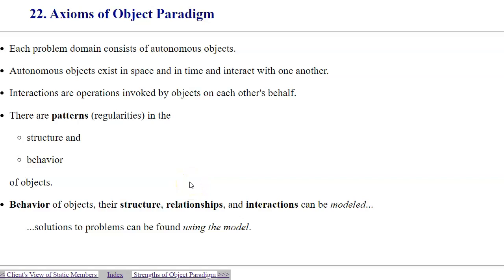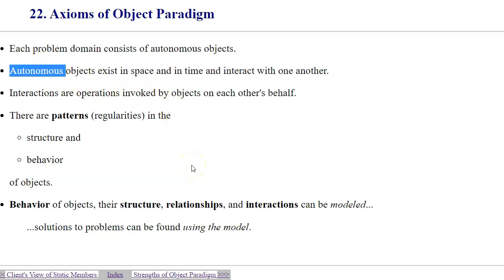Axioms of the object paradigm are like rules that should always be followed without any exception. In general, each problem domain consists of autonomous objects. So you would like to represent the entire solution as a set of objects which interact and provide a certain level of functionality. Autonomous objects, autonomous meaning that they're independent.